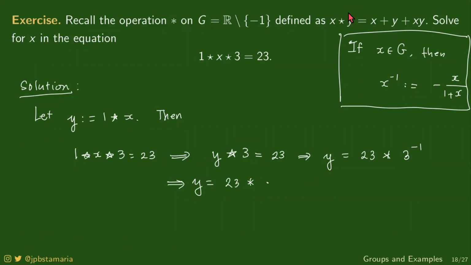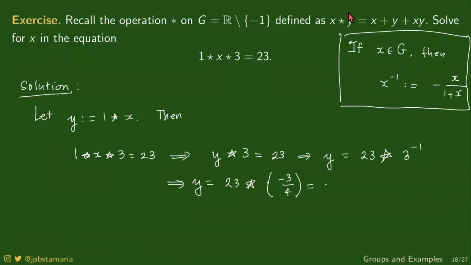Ang 3 inverse ay negative 3 over 1 plus 3, that's negative 3/4. Imagine mo, sa algebra na to, ang inverse ng 3 ay negative 3/4. Hindi nyo makikita sa ibang subject yan. Dito lang yan. Okay? Huwag nyo gagawin yan sa ibang lugar. Now, all you have to do is to simplify this.